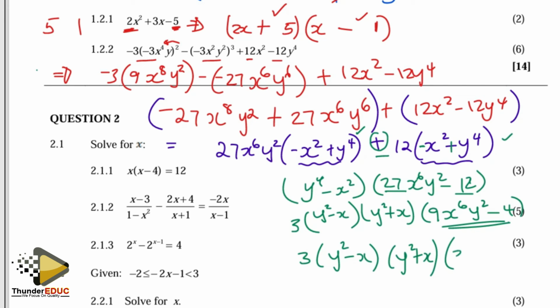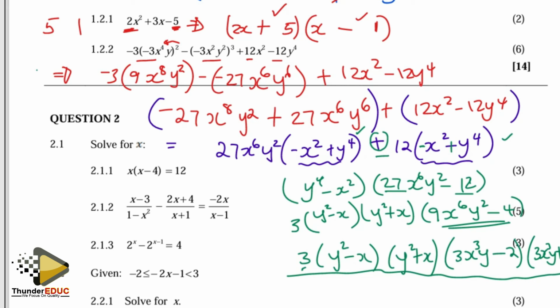Square root of 9 is 3. Then divide this by 2, which is a 3y. Minus square root of that is a 2. And then 3x cubed y plus a 2. So this must be our final answer for 6 marks.